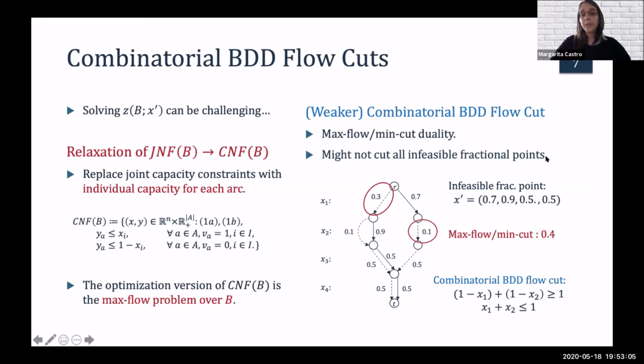The only bad thing about this approach is that since it's a relaxation of the original polytope, it might not be able to cut all the fractional points. So basically, I'm giving you two alternatives: the general one, that can be more computationally expensive, or the weaker one that can be faster in practice.